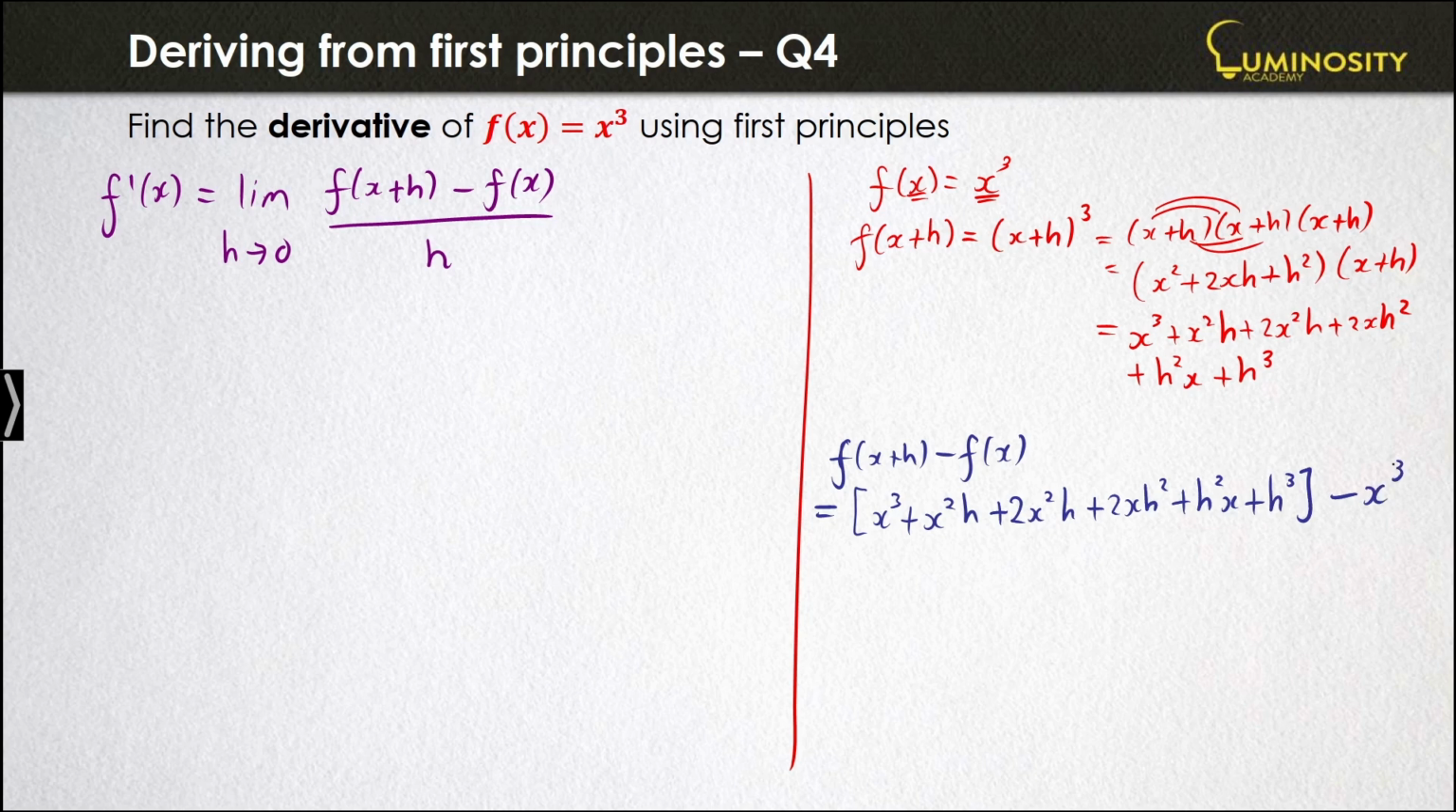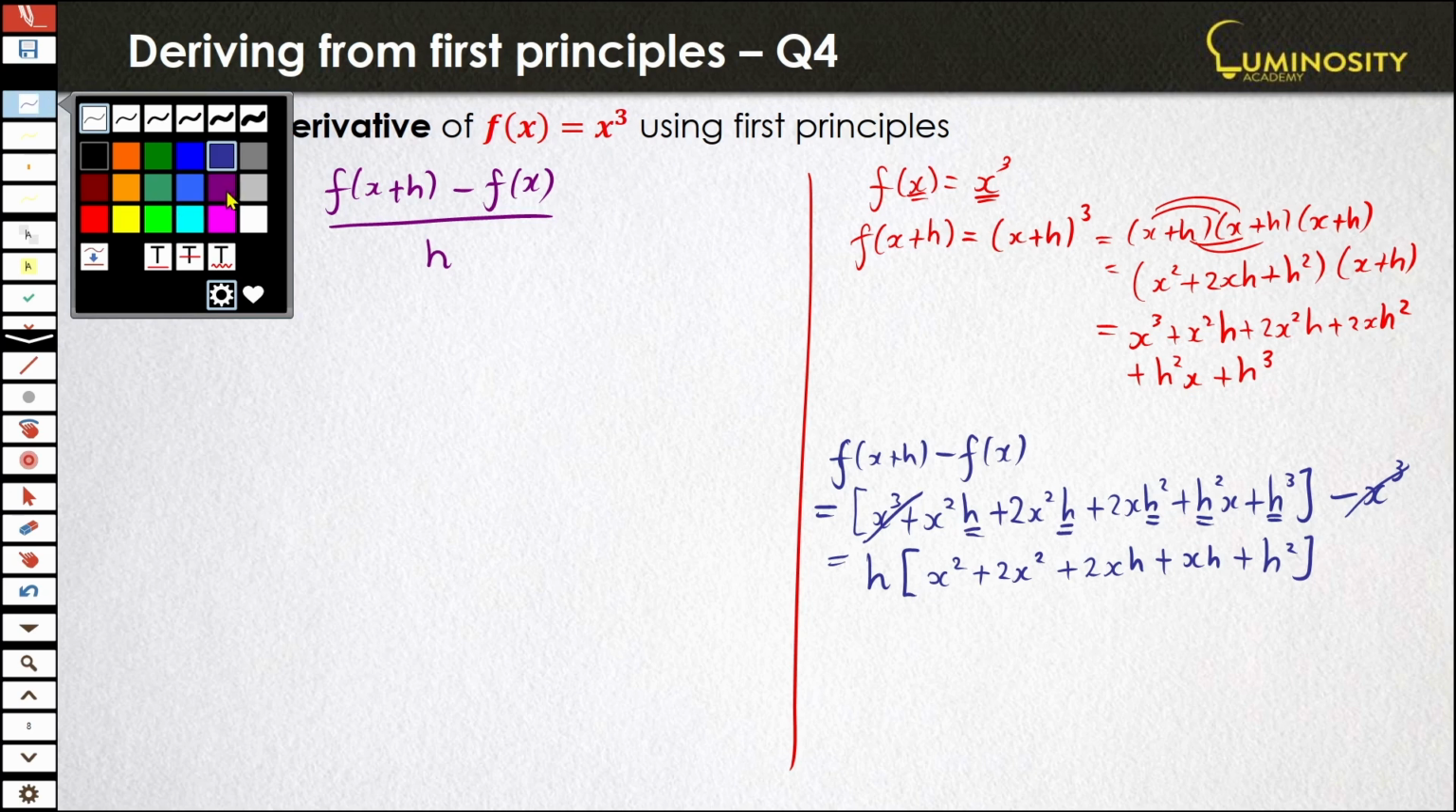Okay, so that's nice, only one term for f of x. So the x cubed will cancel with the x cubed. And notice that there are h terms everywhere in the expression. So if I pull out a common factor of h, I'm left with x squared plus 2x squared plus 2xh plus x times h, or h times x, plus h squared. Okay, so let's go ahead and put that in there.